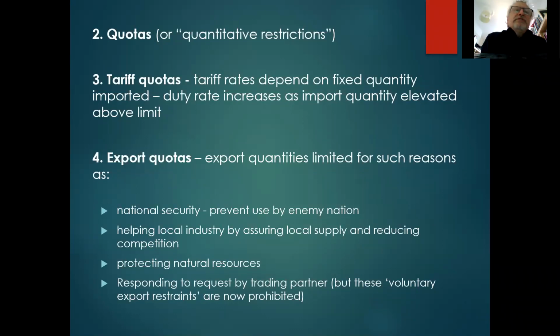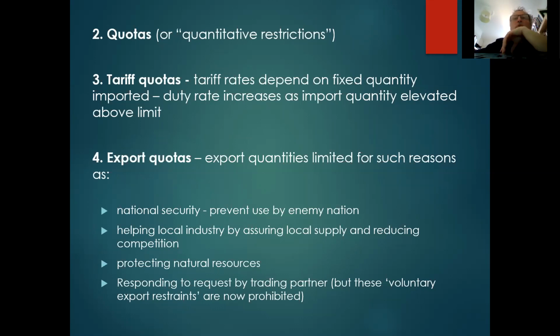And then you can have a combination of both, which is tariff quotas. So here, tariff rates depend on a fixed quantity imported, right? And that duty rate, that tariff rate, increases as the import quantity elevates above this fixed limit. So you may say, well, we will impose a 10% tariff on the first 10,000 Japanese cars, but then that will increase as the quantity of imports goes beyond 10,000.